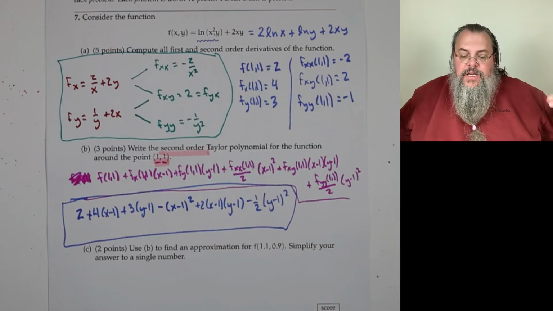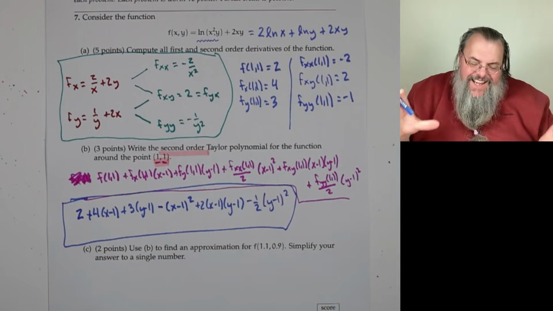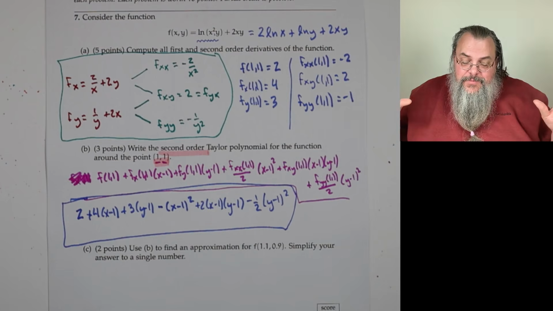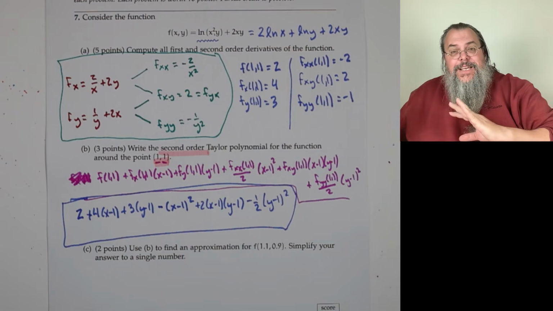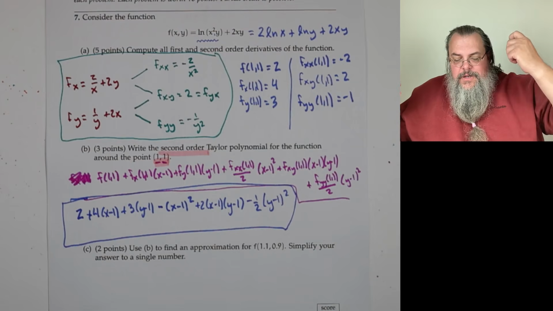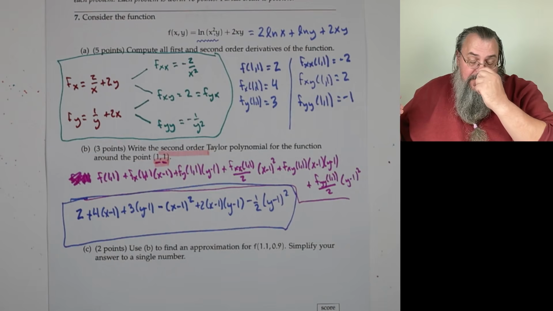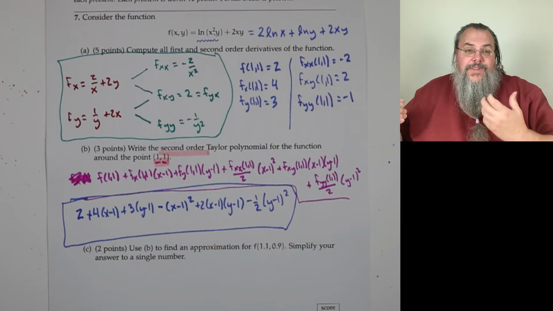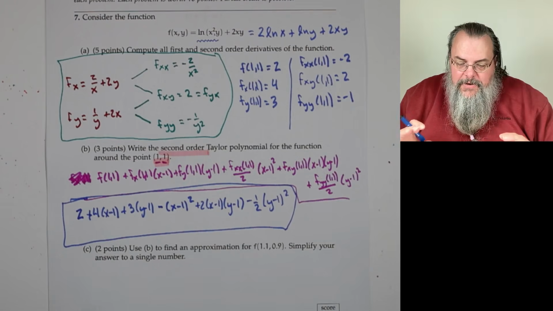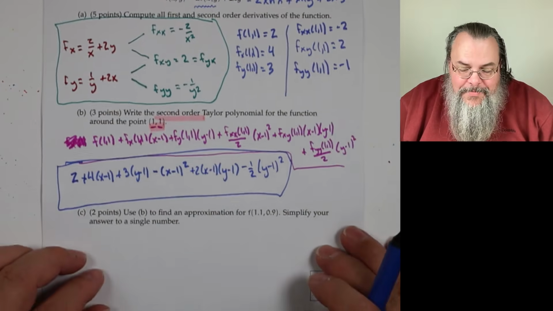Now you might say, hey, should we expand? No, don't expand. You definitely don't want to expand, especially when you see what's coming. The whole point of the Taylor polynomial is that we have good approximations near our point of tangency, and to really take full advantage of that, you want to leave it in your x minus a's and your y minus b's. Okay, so we're ready for part C.